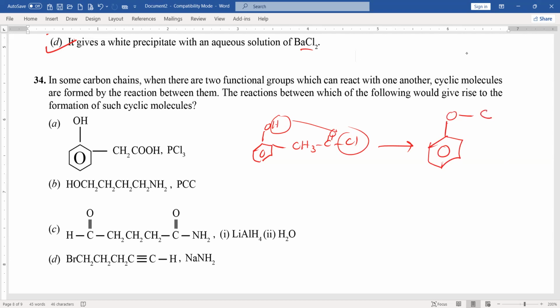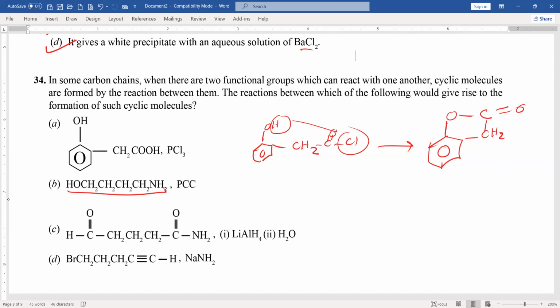Methanol, we have that carbon, oxygen here, CH2, like this. Here CH2. This is a cyclic compound itself, like this. In this case also, because 1, 2, 3, 4, this can turn into a cyclic compound.